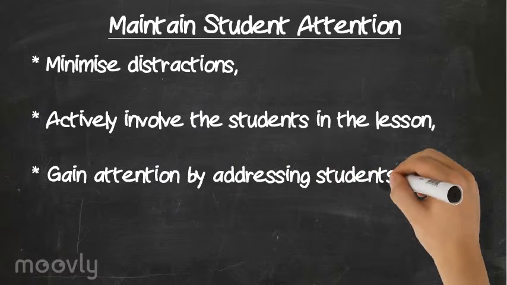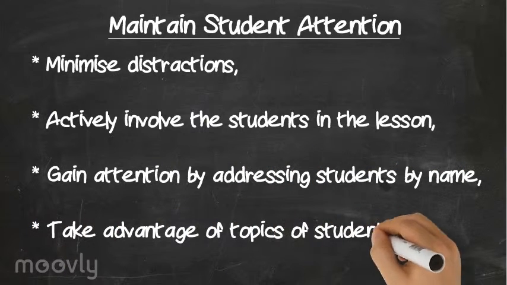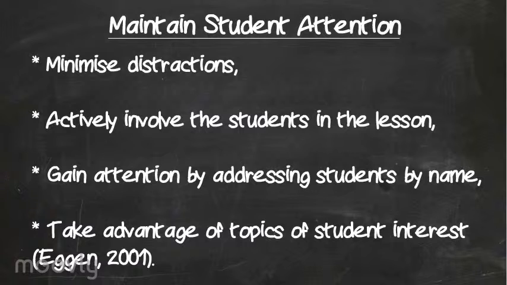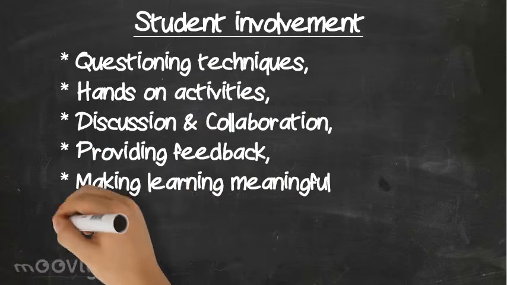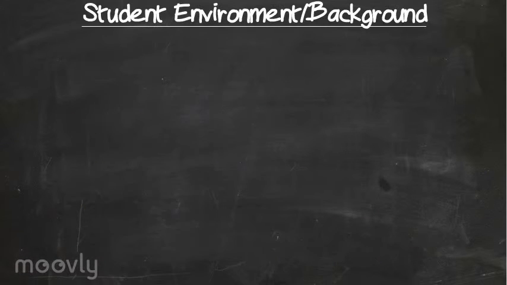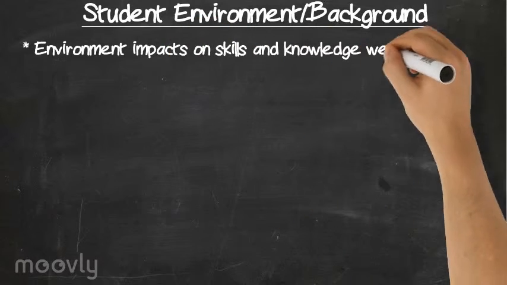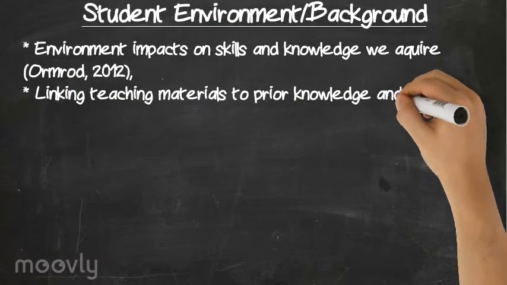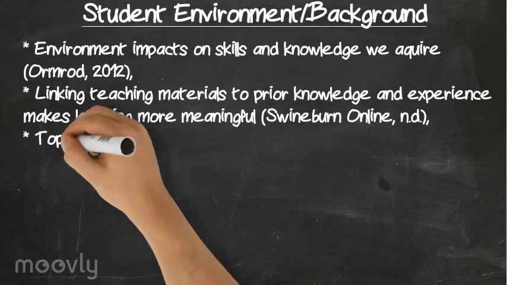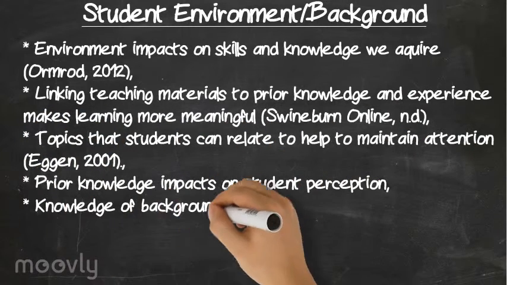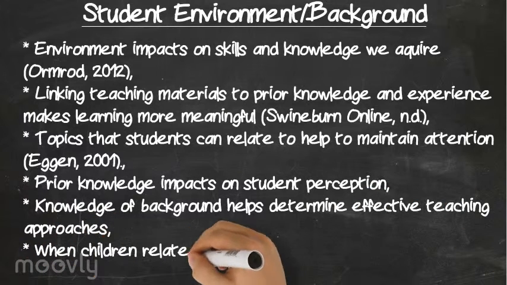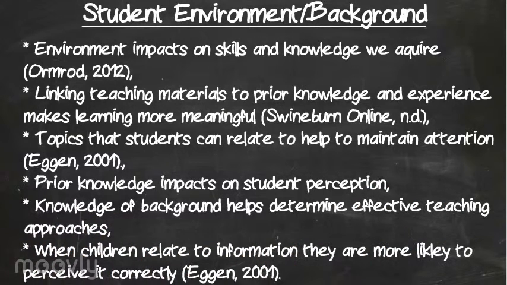Knowledge and skills that we acquire are largely impacted by our environment. We can make learning more meaningful by personalising the materials we are teaching so they can be linked to prior knowledge, which makes information interesting and assists in maintaining attention. Prior knowledge and experiences can impact on our perception of things and the way that information is stored. Accurate perceptions are essential for effective learning. Providing feedback and determining that the students are perceiving information accurately is essential to ensure effective learning is taking place.